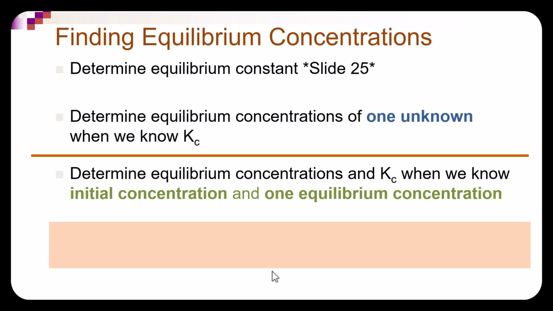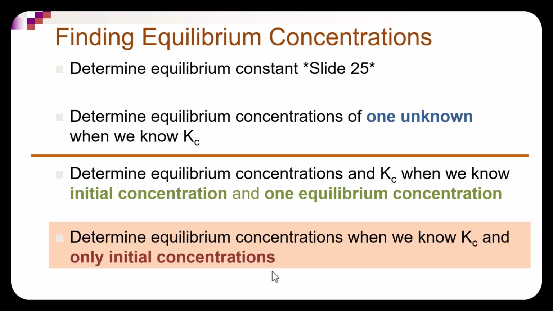This one is kind of like the grand finale. It's the hardest of the four. And so we're going to spend some time, probably 3 or 4 videos, working through these. So the last one is to determine the equilibrium concentrations when we know Kc and we only know the initial.